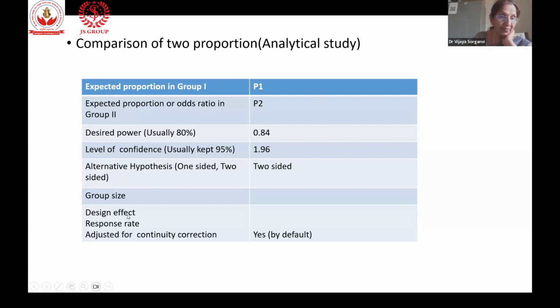Okay. These are must to consider. Options are design effect, group size, response rate, and adjusted for continuity. By default, it is in the formula as well as in the software. Continuity correction, always we consider yes.